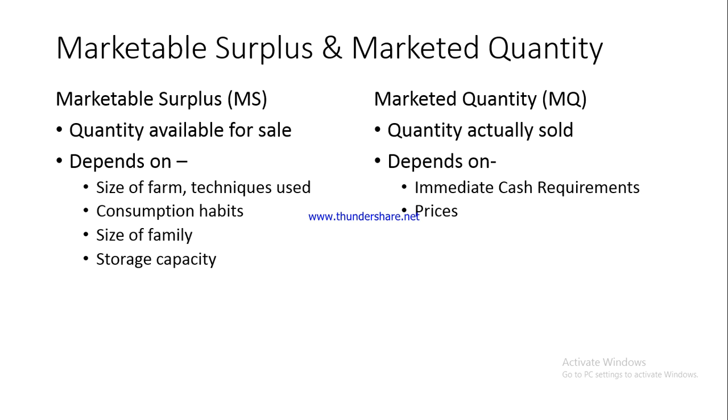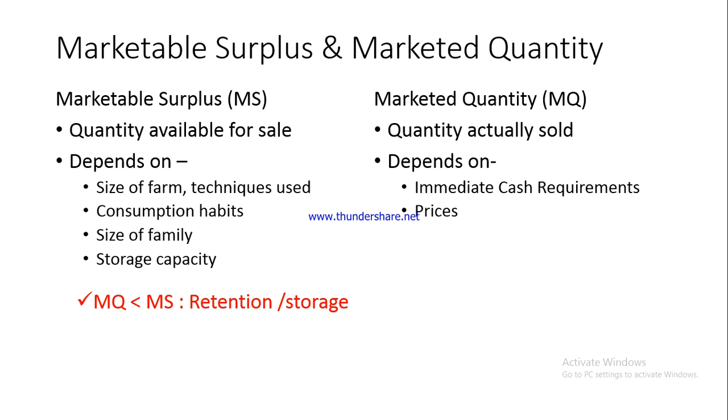And again, if the farmer requires immediate cash, then he may want to dip into the amount stored for family's consumption, and then sell it in the market, which means the marketed quantity will be higher. And so we will have these three relationships. Marketed quantity will be less than marketable surplus. So not all of the marketable surplus is actually sold in the market. This is what we mean by MQ less than MS.